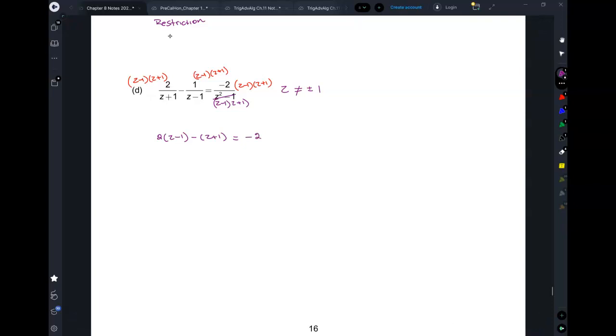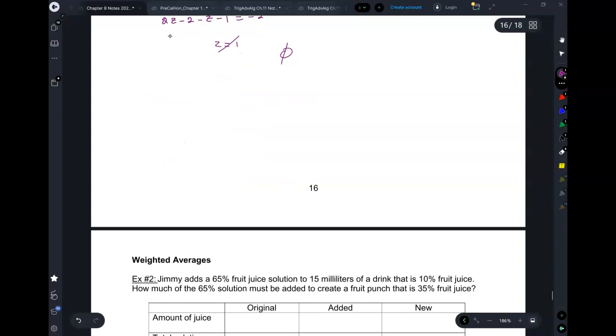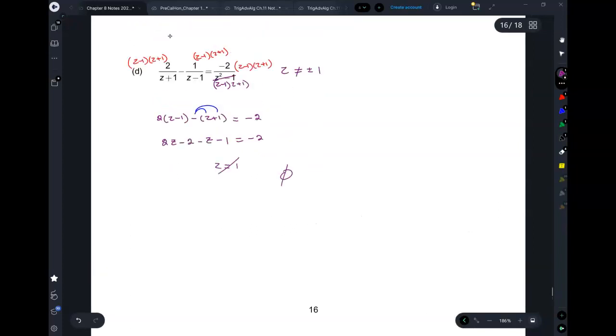I can already see students here forgetting to distribute that negative, right? So here we're going to get 2z minus 2. You know what? I'm going to cross my z's so it's obvious. Okay? So you have 1z equals 1. That's a restriction, so it's no solution. All right?